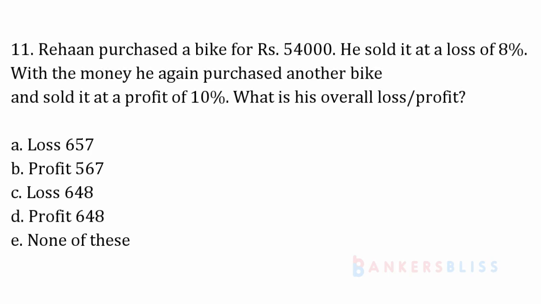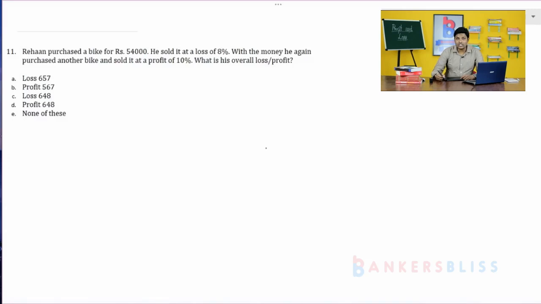Rihan purchased a bike for rupees 54,000. He sold it at a loss of 8%. With the money he again purchased another bike and sold it at a profit of 10%. What is his overall loss or profit? Okay, in the first condition he is getting a loss. In the second condition, he is getting a profit. In the overall transaction, whether he got the loss or profit, if he got loss, then how much? If he got profit, then how much?